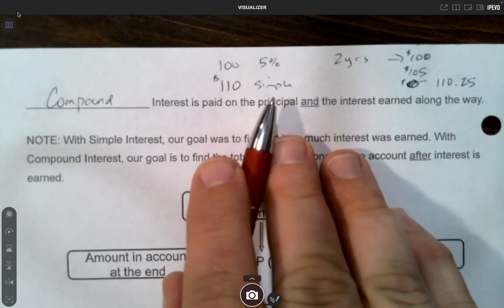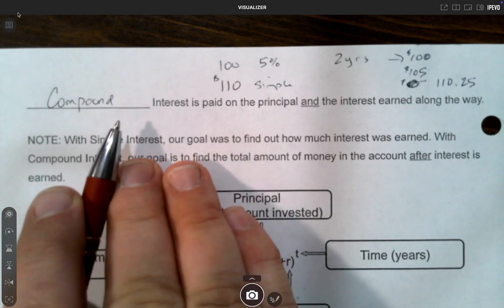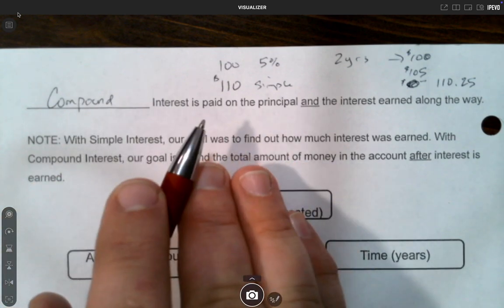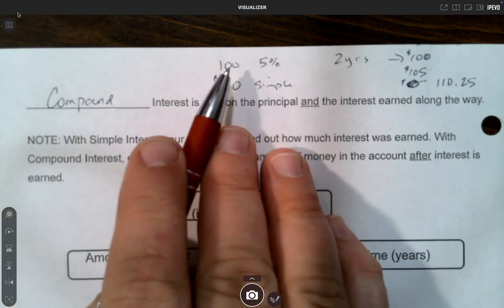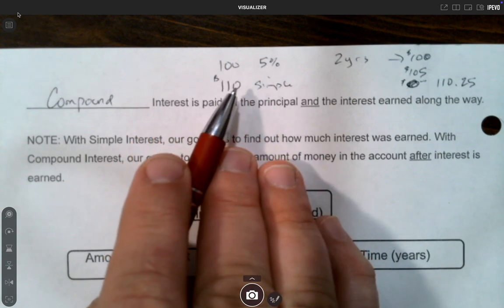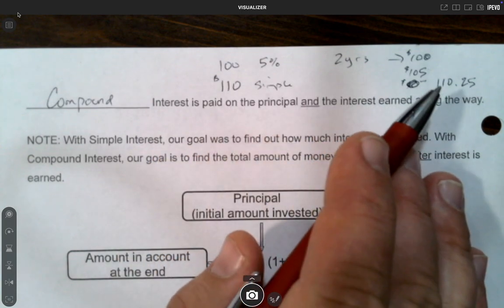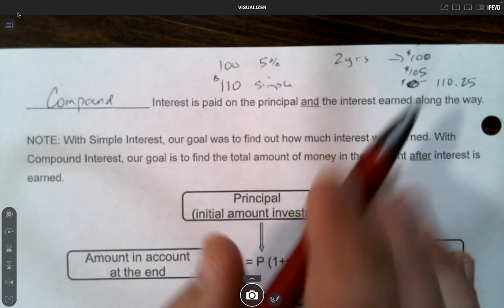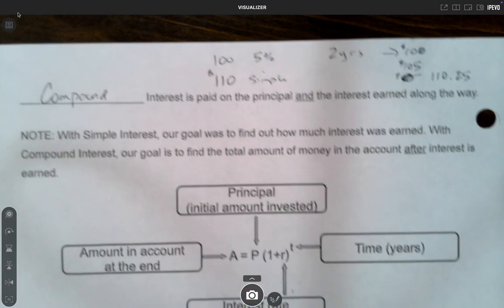But the point I do want to make is compound interest allows you to earn more interest more quickly, because not only are you earning interest just on what you put in originally, but then once they add interest to your account, they then give you interest on that amount also. Okay?